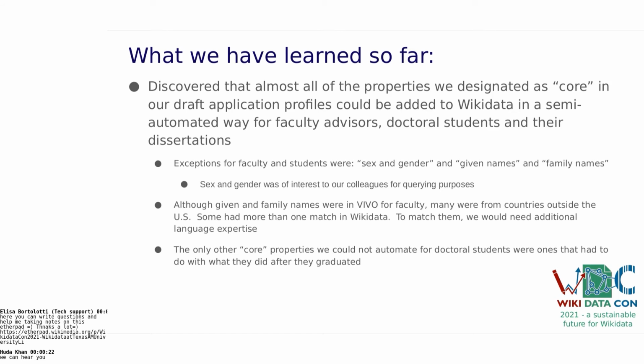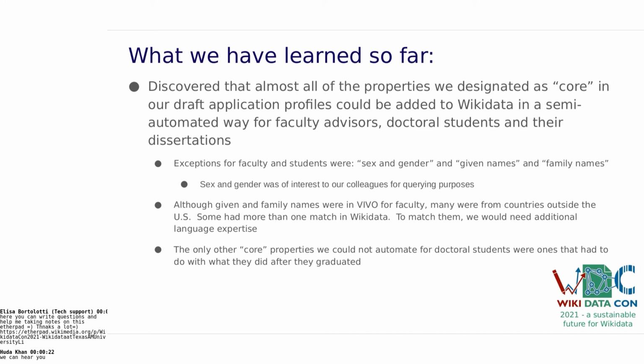As for given names and family names, they were readily available in VIVO, but we ran into a situation where a lot of these people were not originally from the United States. We had a lot of Asian names, and many of them had more than one match in Wikidata. So it's not something that we could easily reconcile unless we had additional language expertise. So we didn't include those when we batch loaded things to OpenRefine.